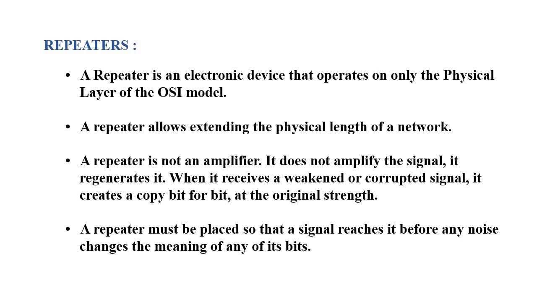A repeater allows extending the physical length of a network. A repeater is not an amplifier. It does not amplify the signal. It regenerates it. When it receives a weakened or corrupted signal, it creates a copy, bit for bit, at the original strength. A repeater must be placed so that a signal reaches it before any noise changes the meaning of any of its bits.